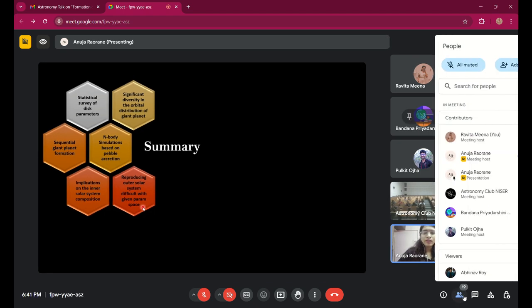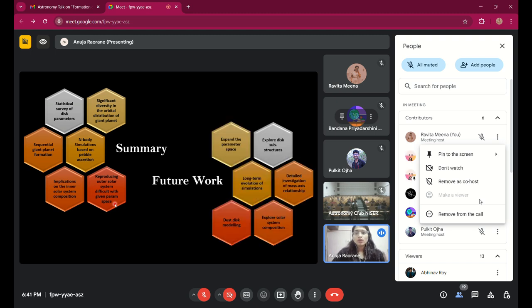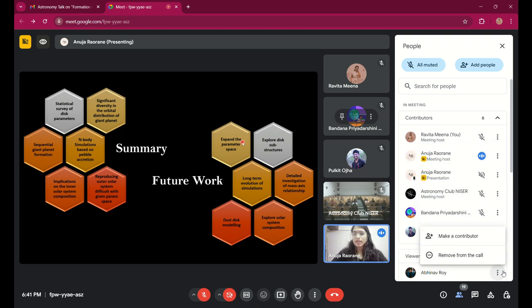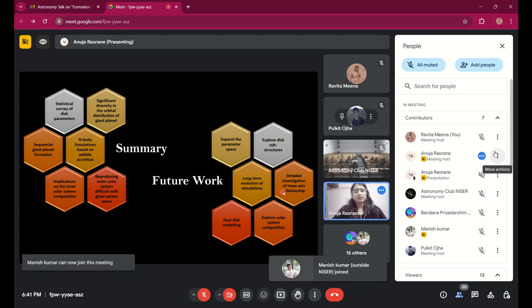One of the other major results was that we could not reproduce all four giants in one particular system. So in future work, we definitely need to expand the parameter space so that we get all four giants, and we want to see how the systems evolve beyond 5 million years. What we did was a simple disk. There were no substructures as such, just the artificial trap. We want to explore more substructures, investigate more mass relationships, and finally explore this study more composition-wise.